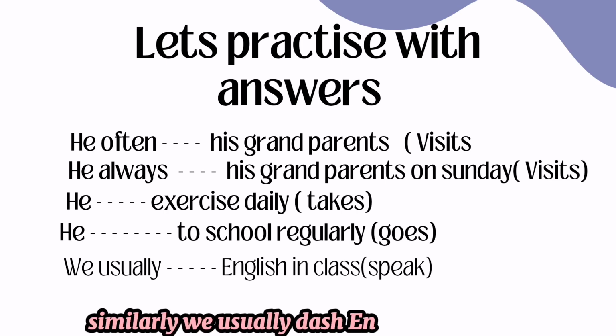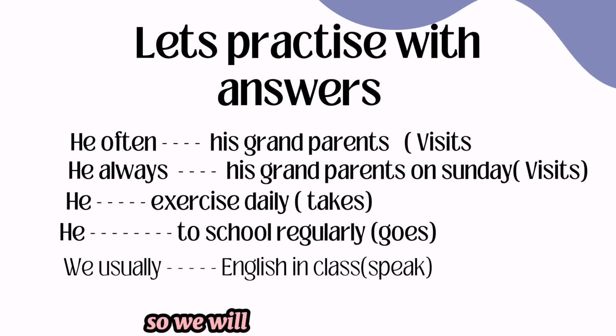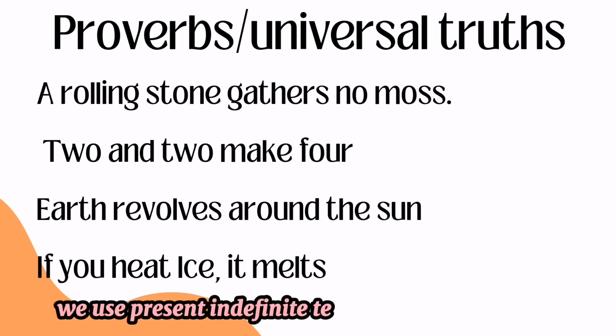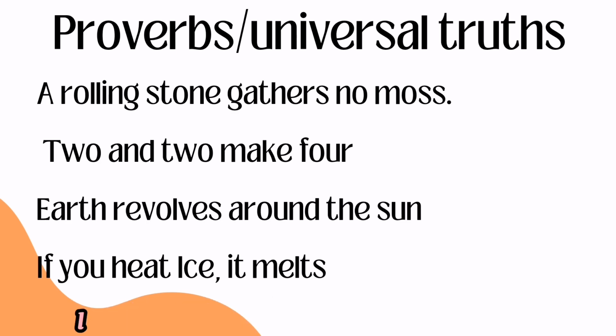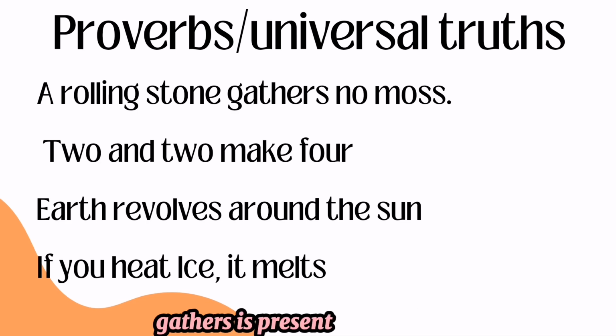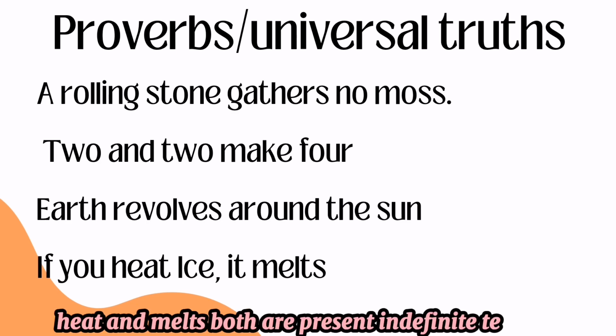Similarly, we usually dash English in class. Usually is a signal word. We is first person pronoun, so we will not add S with the verb. We usually speak English in class. Similarly, we use present indefinite tense in proverbs and universal truths like: a rolling stone gathers no moss. Gathers is present indefinite. Two and two make four. Make is present indefinite. Earth revolves around the sun. Revolves is present indefinite. And if you heat ice, it melts. Heat and melts, both are present indefinite tense.